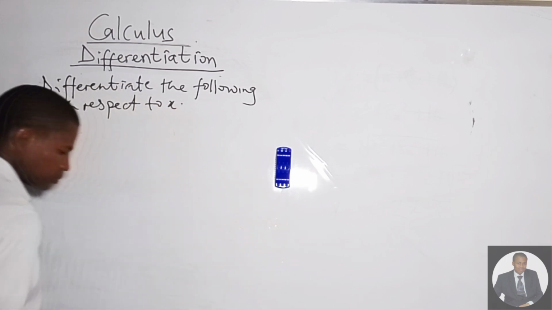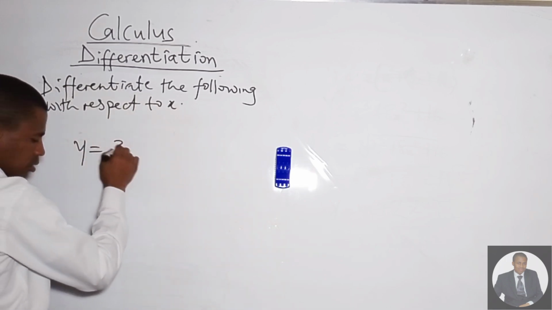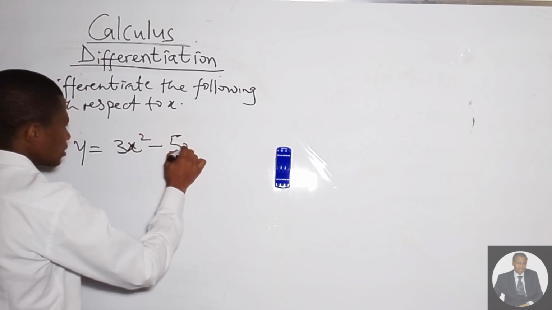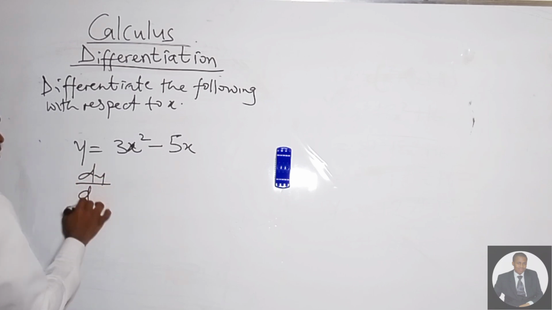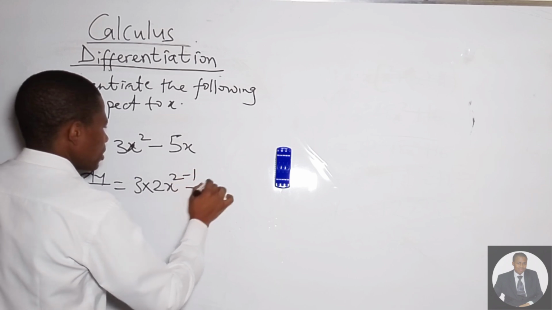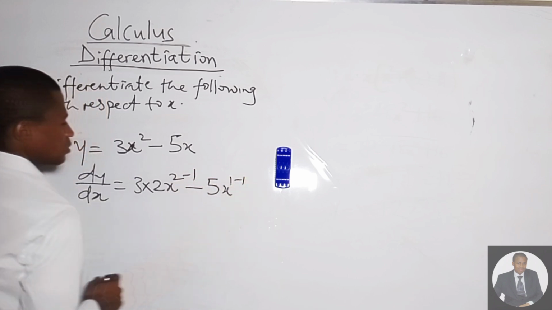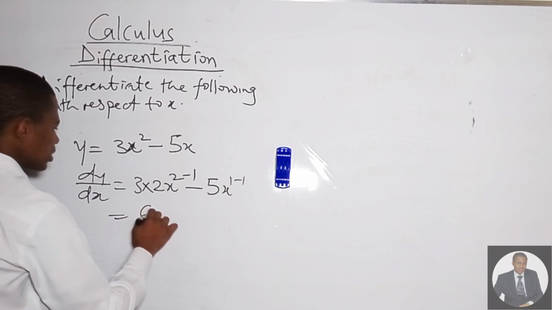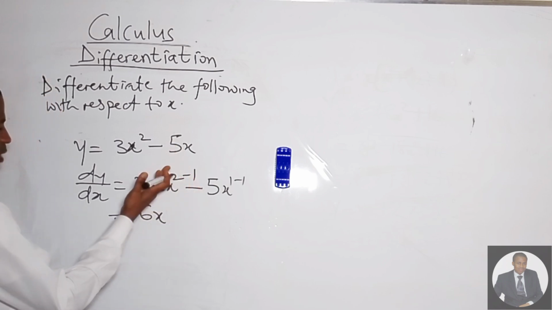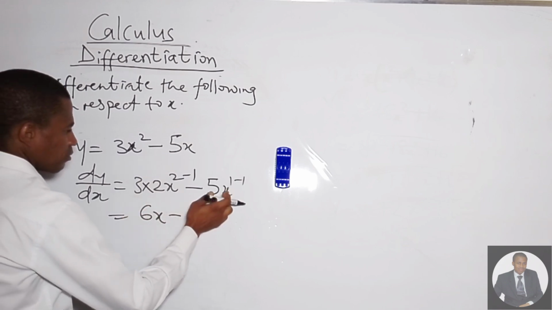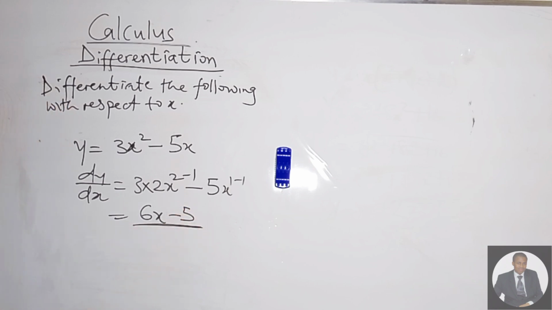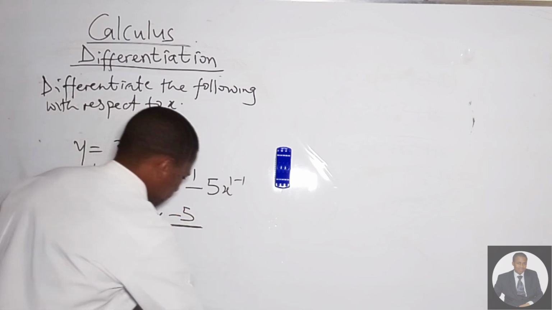Another question. y equals 3x squared minus 5x. So dy/dx will be 3 times 2x to the power 2 minus 1, minus 5x to the power 1 minus 1. So 3 times 2, 6x, 2 minus 1, 1. So we'll put the 1. x raised to power 1 is the same as x. 1 minus 1 is 0. Anything raised to power 0 is 1. So 1 times 5 is 5. This becomes our answer.